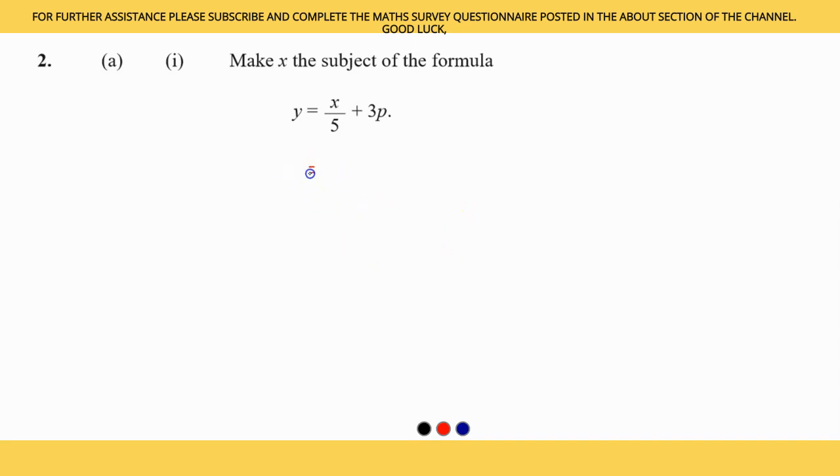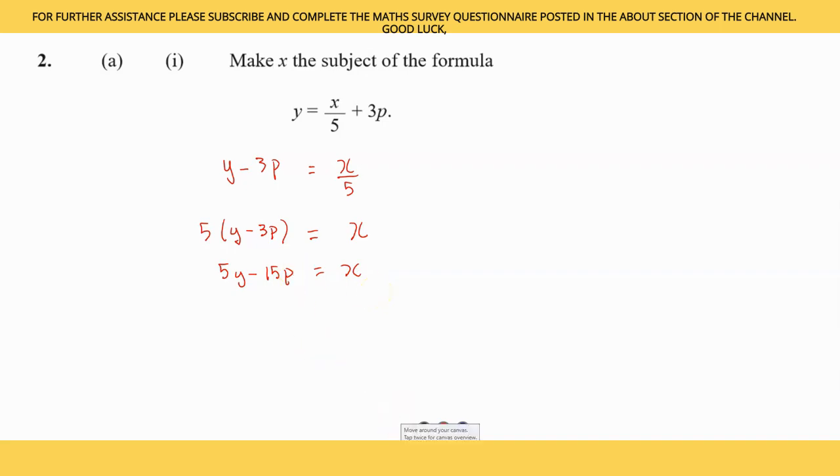So we're going to take 3p from both sides. So what we have there is y minus 3p, and that would equal x over 5. We want to get x, so we multiply both sides by 5. In doing so, what we get is x on the right hand side, and on the left hand side we would have 5 times y minus 3p. So that gives us 5y minus 15p. So x is equal to that.